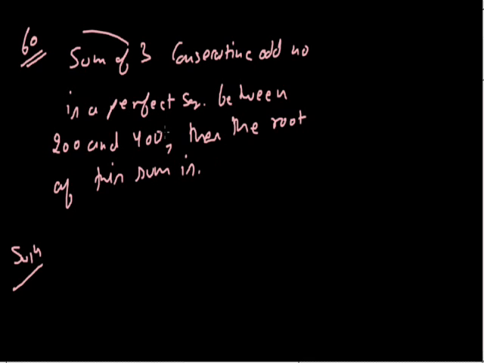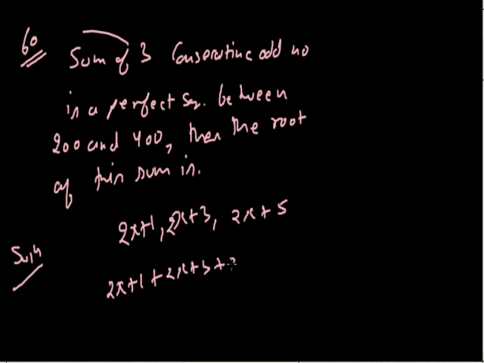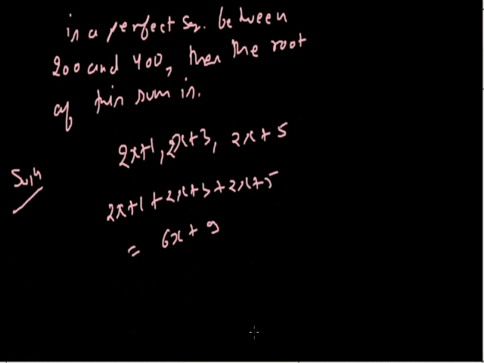So first of all, you have to select the three consecutive odd numbers. Let's say 2x plus 1 is the first one, 2x plus 3 is the second one, and 2x plus 5 is the third one. As it is given in the question, the sum of these odd numbers, that is 2x plus 1 plus 2x plus 3 plus 2x plus 5, which comes to be 6x plus 9, is a perfect square, and its value is lying between 200 and 400.